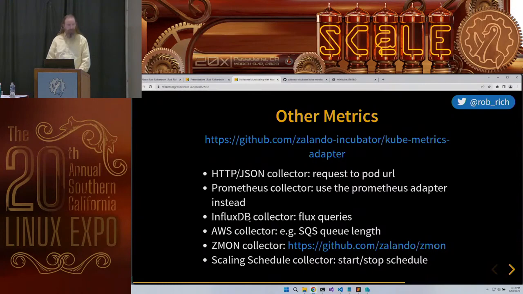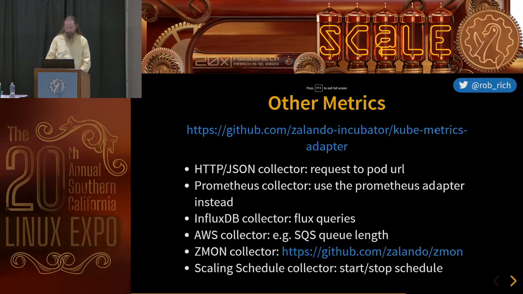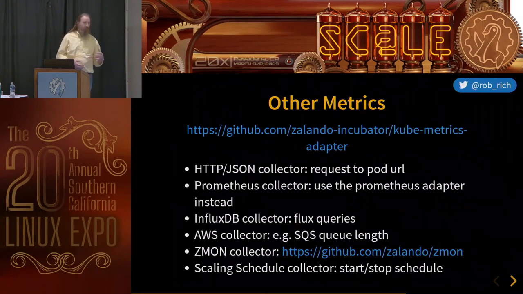InfluxDB would be a great example for how to query any database. Maybe you might want to query from MySQL or Postgres or Redis and be able to pull in metrics that way. An AWS collector that is really elegant at being able to harvest SQS queue length. That might be a great example that you might choose to extend to query Azure Blob Storage or another queue. Zmon collector, and one that I find particularly interesting, scaling on a schedule.